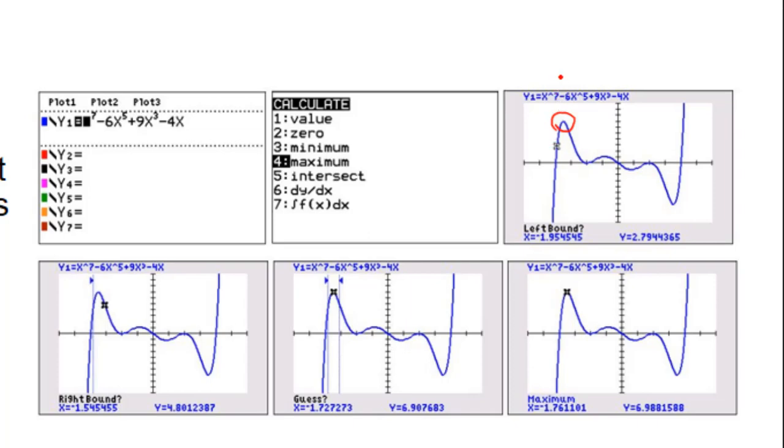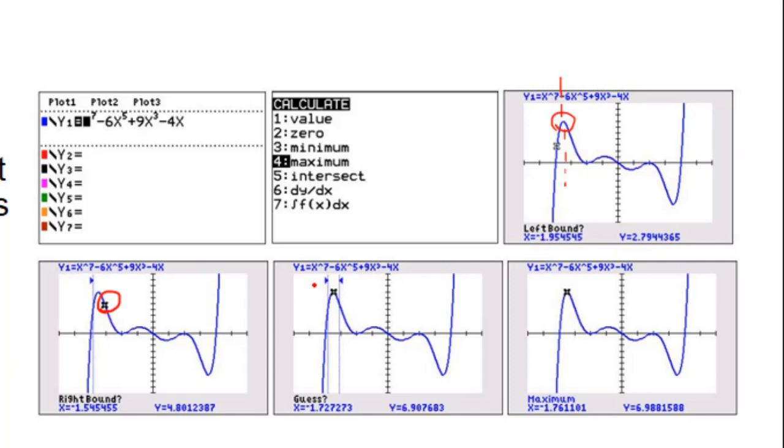So I think about drawing a vertical line through those peaks and valleys. If it asks for left bound, you've got to be somewhere to the left side of that point, so move the cursor left or right as needed. And then you press enter, and then it will ask you for a right bound, so you want to move the cursor somewhere to the right of that peak point and press enter.